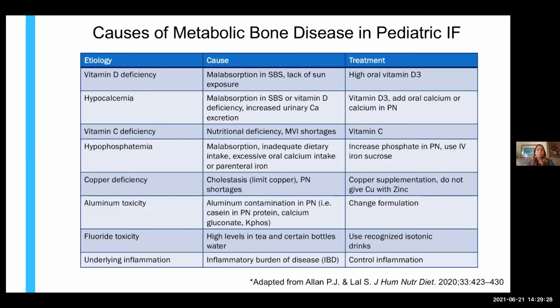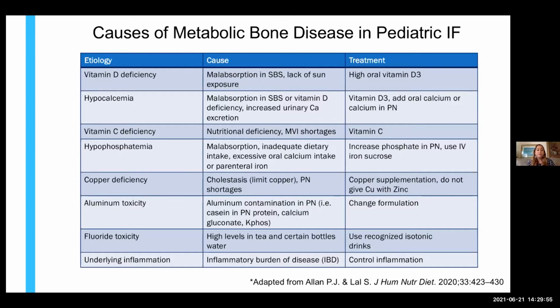So we want to make sure that we're supplementing the copper and that we're not giving copper together with zinc, as they do compete for absorption, and giving zinc simultaneously with copper can result in copper deficiency. There's aluminum toxicity, so we're not intentionally giving aluminum to any of our patients, but there is contamination in the parenteral nutrition. So if patients do have high aluminum levels, we might want to change some of the formulations that we use in the PN.